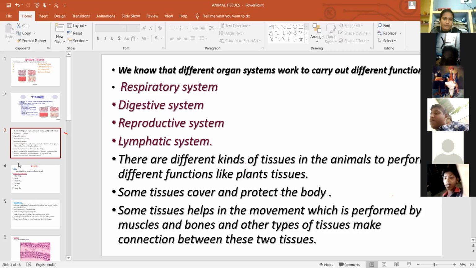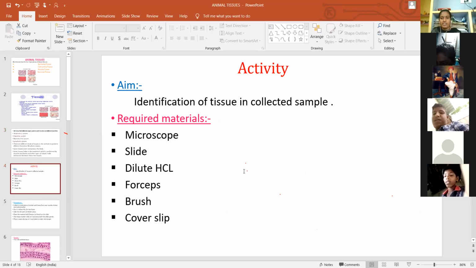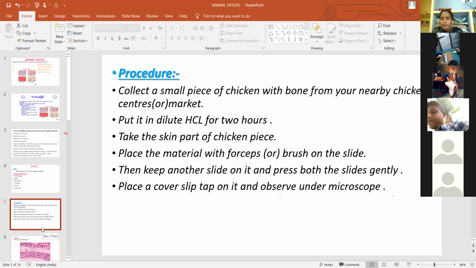Next, let us do an activity. First, identification of tissue in some collected samples. For example, we do an experiment. We have some required materials: a microscope, dilute HCl, forceps, a brush, and a cover slip. Next, what is the procedure? We can do the experiment.